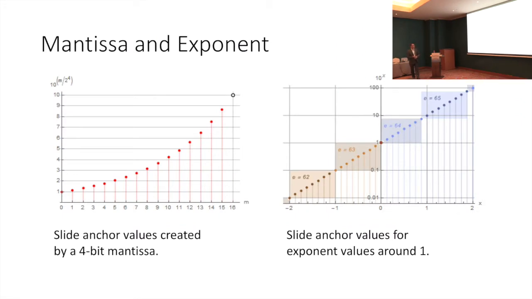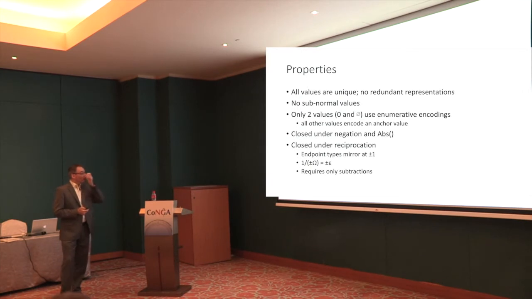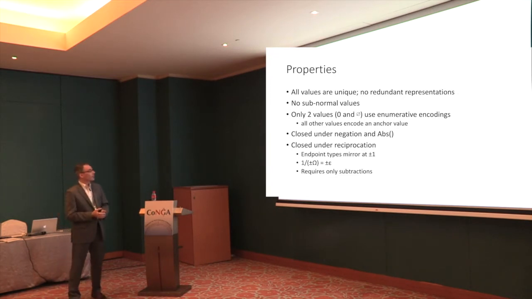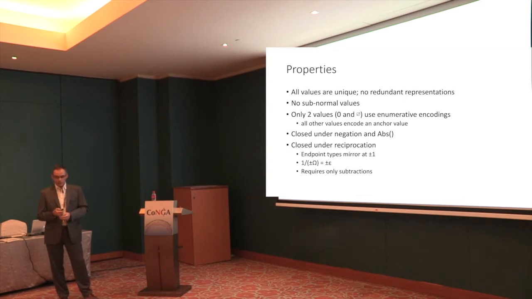It looks about like this. So the mantissa values always fill one decade, or at least the anchor values do. For values above 1, you see this particular offset of the range that is covered by the intervals. So all the slide values are unique. There's no redundant representations, no subnormal values, and we have nice properties for closeness, for negation, absolute value, and under reciprocation. The overflow and underflow intervals are the reciprocals of each other.